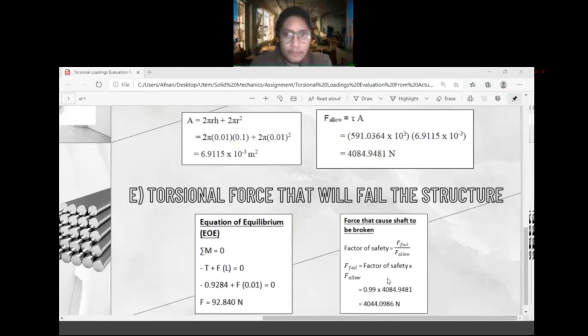By calculating the factor of safety times the allowable force, 0.99 times 4084.9481, we can find the force that caused the shaft to be broken is 4044.0986 Newton. Okay, thank you. That is all from us. Again, thank you.